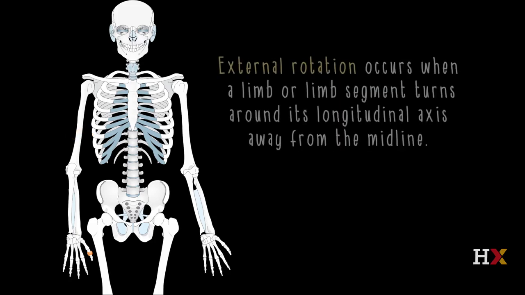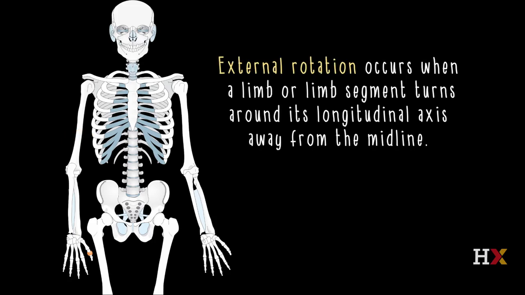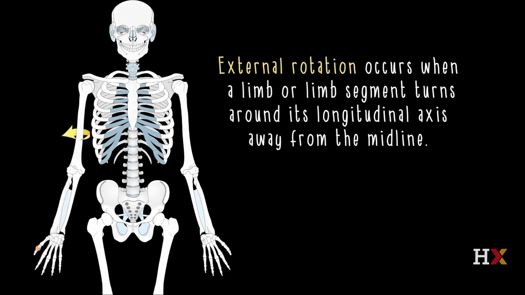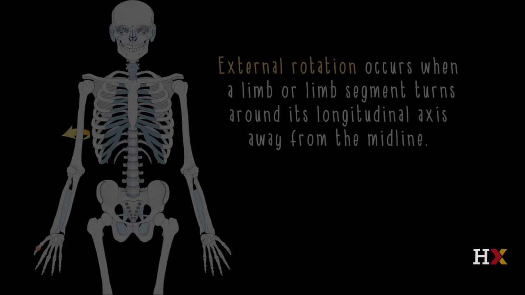External rotation occurs when a limb or limb segment turns around the long axis away from the midline. So in this case, it would be returning to standard anatomical position. So the shoulder joint, an example of a ball and socket joint, allows motion in three axes: flexion and extension, abduction and adduction, internal rotation, and external rotation.